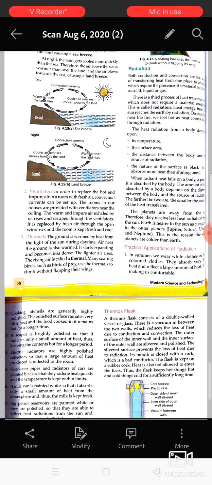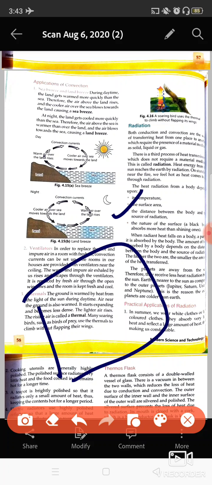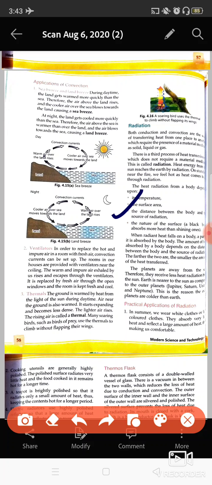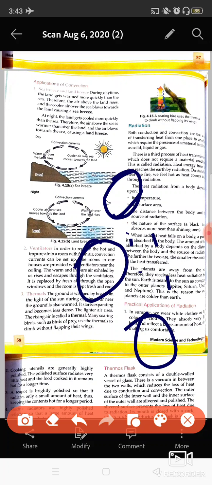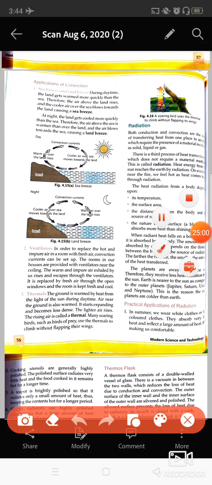Radiation of heat depends on a few things. First, the temperature of the object: if the temperature is hot, then it will radiate more energy. Second, the surface area: the larger the surface area, the more radiation it will release. Third, the distance between the two sources: if two sources are at a far distance, their radiations will be less; if two sources are near, the radiations will be more. That is the reason the planets which are near the sun have higher temperatures, because they are getting more radiation from the sun. And fourth, the nature of the surface: black surfaces absorb more heat, while shiny surfaces absorb less heat.